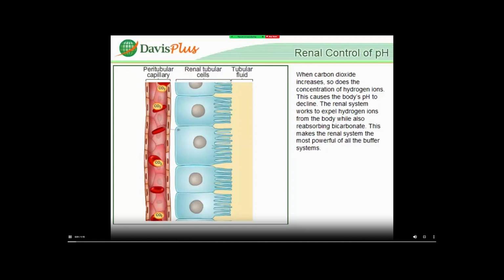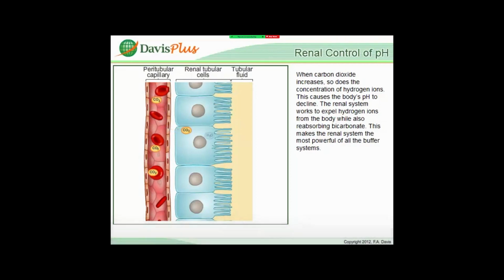When carbon dioxide increases, so does the concentration of hydrogen ions. This causes the body's pH to decline. The renal system works to expel hydrogen ions from the body, while also reabsorbing bicarbonate. This makes the renal system the most powerful of all the buffer systems.